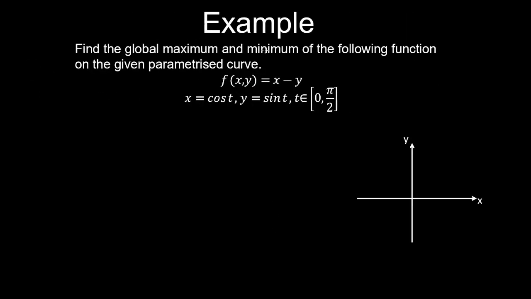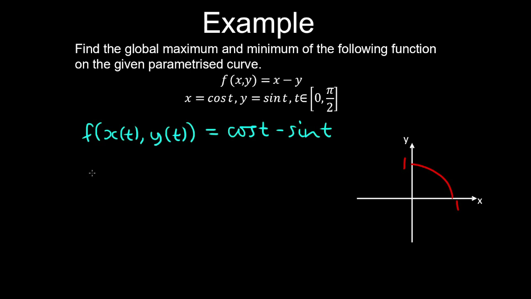Find the global maximum and minimum of the following function on the given parameterized curve. So here we have a quarter circle of radius 1. So when t is equal to 0, x is equal to 1 and y is equal to 0. And when t is equal to pi on 2, x is equal to 0 and y is equal to 1. So here we can write this as a function of one variable. So we have f of x of t and y of t is equal to cosine t minus sine t.